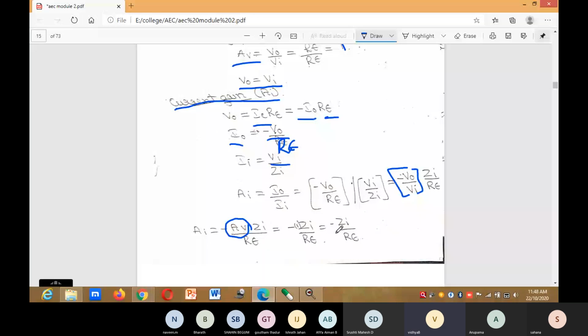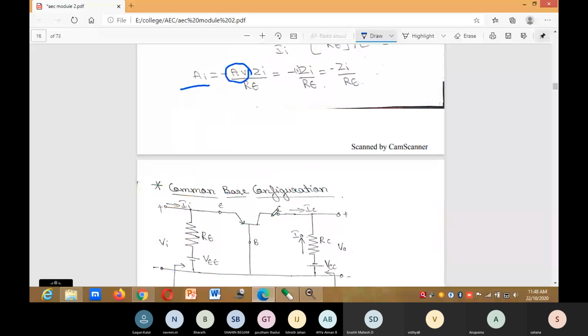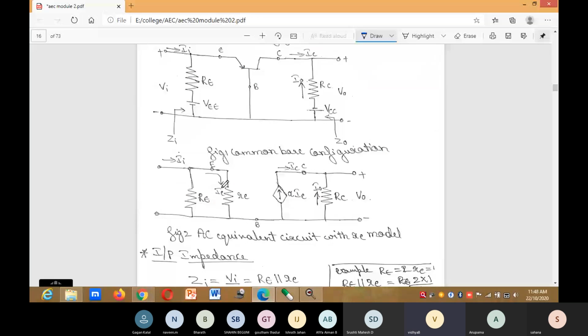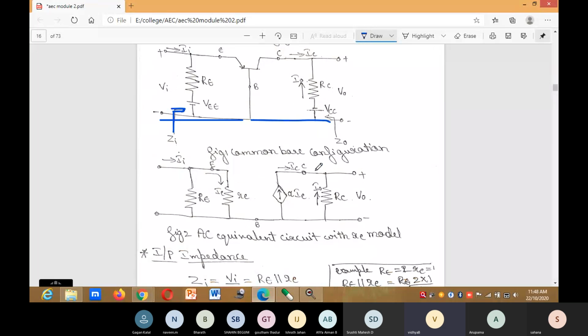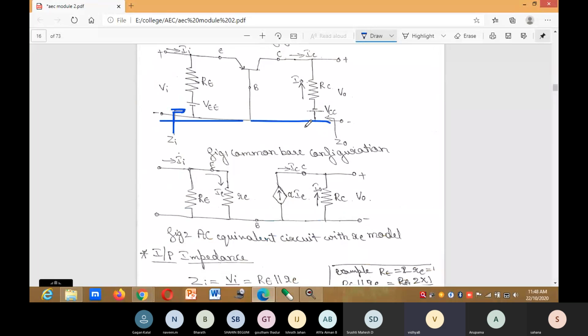Next topic is common base configuration. First, in this circuit, we need input impedance and output impedance, input current, RE and VEE, IC, RC and VCC. This is a common base configuration. Base is common for both input and output. You can observe base is common for input and also for output. That's why we call it common base configuration.